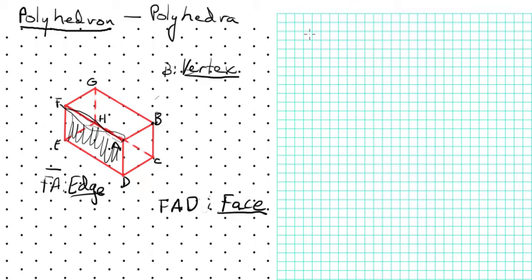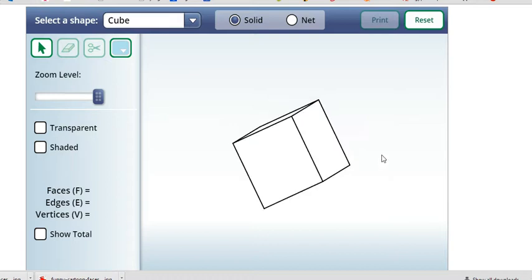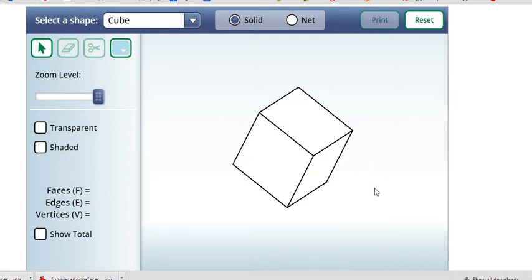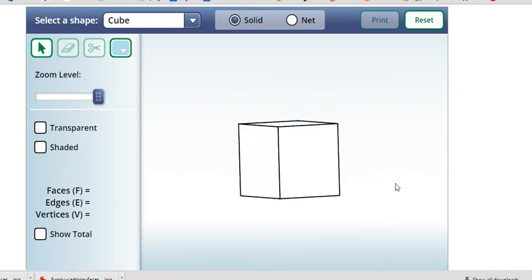Now, there are different kinds of polyhedra. We have the cube, which is the most common type, and a cube looks like this. Of course, this is that website again that I told you about, and you see you can move this thing around. Isn't that cool? So this is a cube.